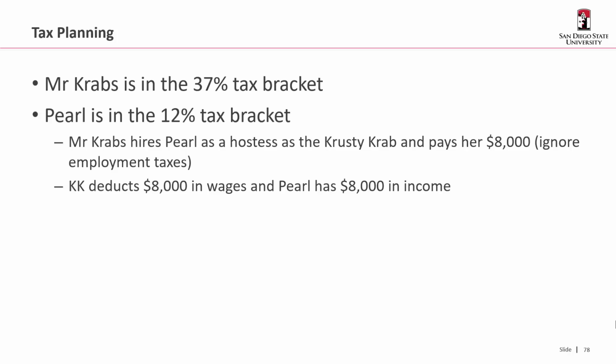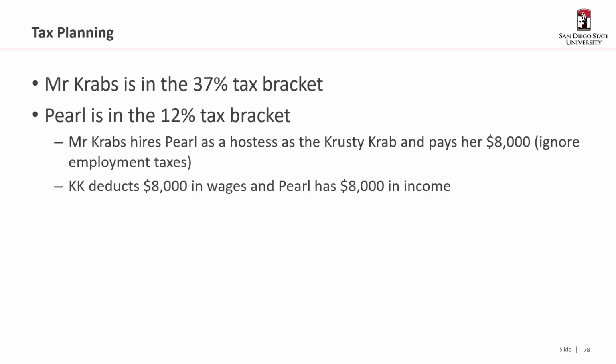Okay, Mr. Krabs is in the 37% bracket. Pearl is in the 12% bracket. And so what we're going to do here is an income shifting strategy that's extremely similar to the one that we covered earlier with Dr. Collins and her daughter in the kiddie tax. Except this time, Mr. Krabs is going to hire his daughter Pearl as hostess of the Krusty Krab and is going to pay her $8,000. So note, this is earned income, right? This isn't unearned income, so it's not going to be swept up in the kiddie tax.